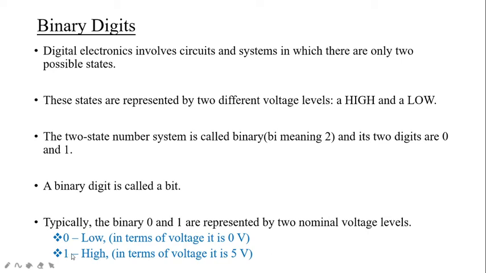Similarly, 1 is given by high. In terms of voltage, it is 5 volts. That is, if we want to represent 5 volts, we give it as a high. It is represented by a high state and it is denoted by a bit 1. So in a binary system, we have only 0 and 1 as binary digits. Binary means two digits, that is 0 and 1. So all the operations which the electronic circuit in digital form operates are based on this 0 and 1. You might be aware of this previously also.